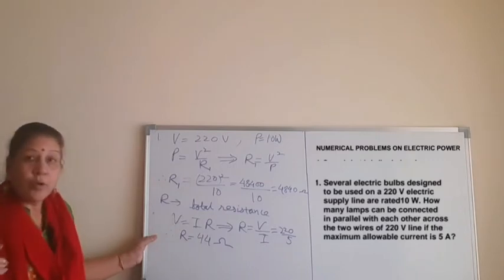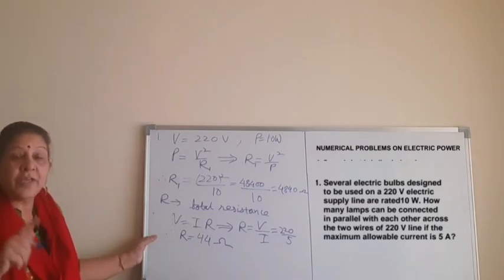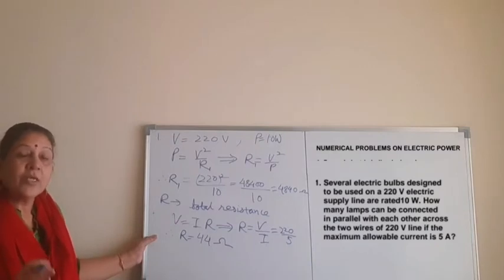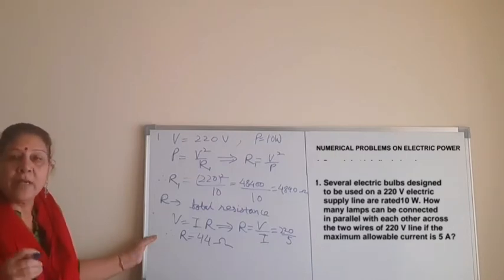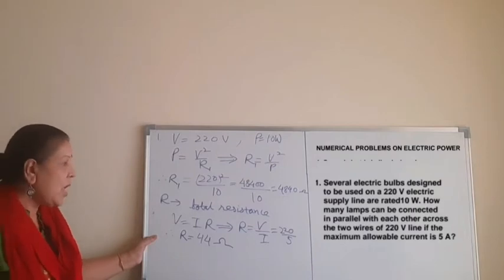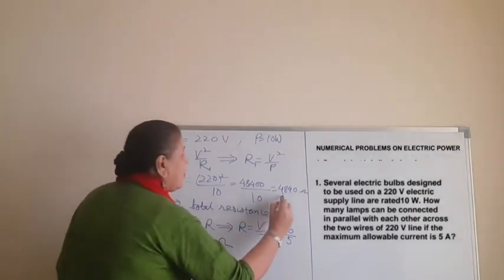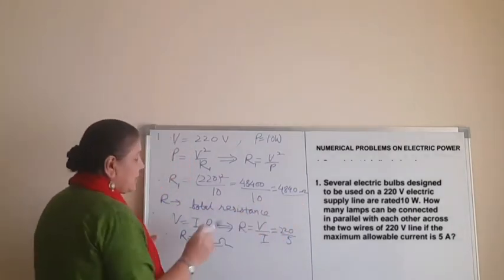So I know now the resistance of each of the bulbs, plus I know the resistance of the total system. So I can easily find the total number of resistances which are to be connected in parallel for the maximum allowable current as 5 amperes, right? So I know this 4840 and I know this 44 ohm.